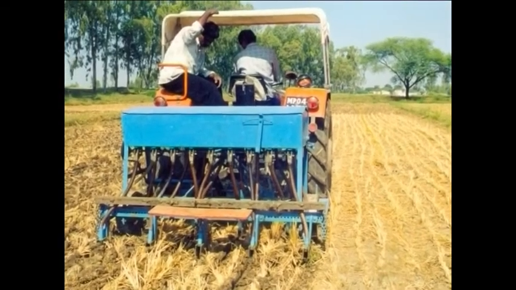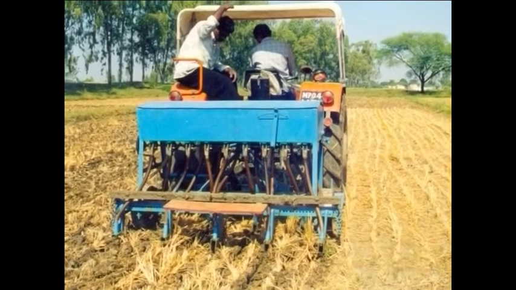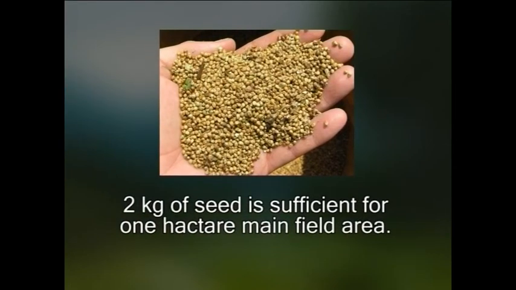Sowing with a seed drill is the best method. It not only ensures fast germination but uniform plant population as well. Thinning should be done 3 to 4 weeks after sowing. Timely sowing of pearl millet may not be possible due to several unavoidable reasons. In such cases, transplanting may be done. About 2 kg of seeds is sufficient for 1 hectare of main field area.